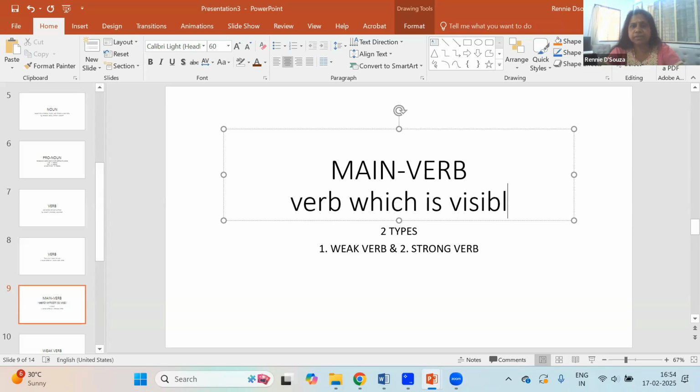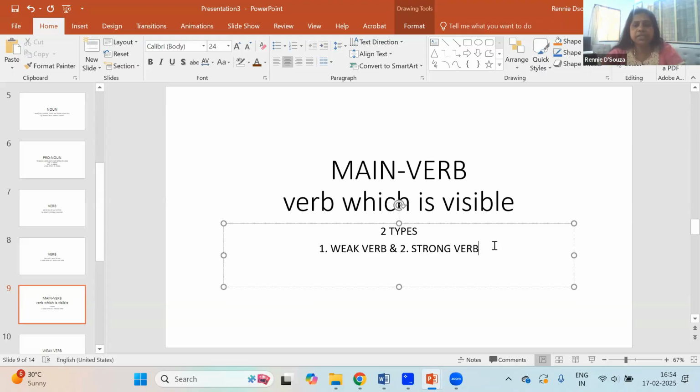And what is main verb? Main verb is definitely a verb which is visible. It is same as verb, and there are two types in verb, that is main verb and auxiliary verb, and even in main verb there are two types, weak verb and strong verb. So there are two types in a main verb, that is weak verb and strong verb. Now let us understand what is weak verb.